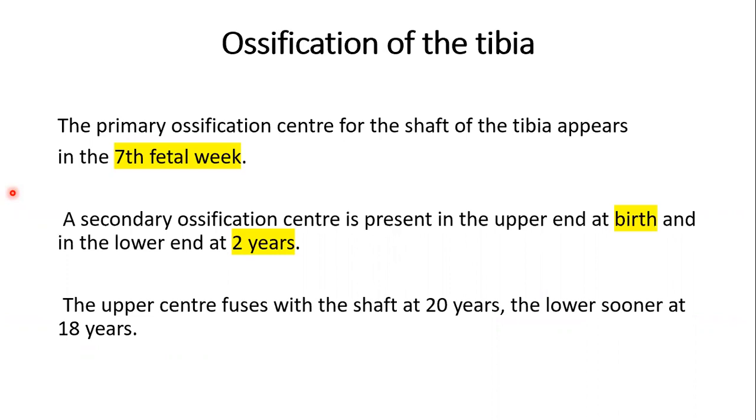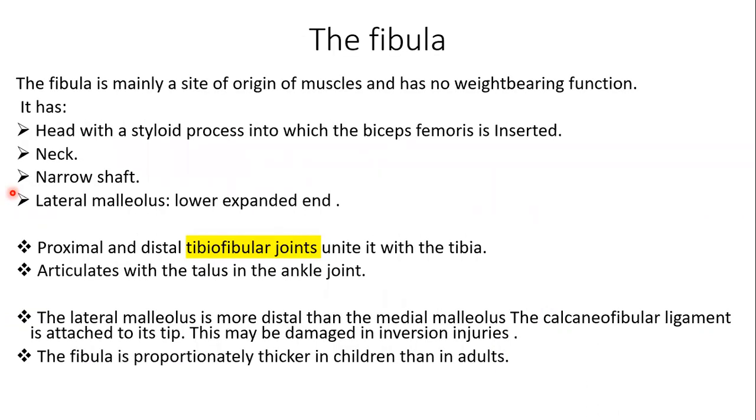The upper center fuses with the shaft at 20 years, the lower sooner at 18 years. The fibula is mainly a site of origin of muscles and has no weight-bearing function. It has a head with a styloid process into which the biceps femoris is inserted, neck, narrow shaft, lateral malleolus, lower expanded end. Proximal and distal tibiofibular joints unite it with the tibia, and it articulates with the talus in the ankle joint.